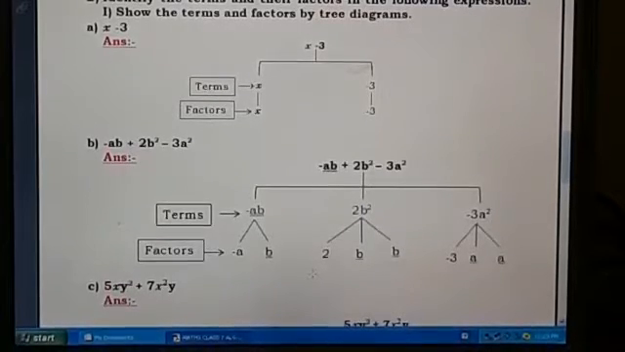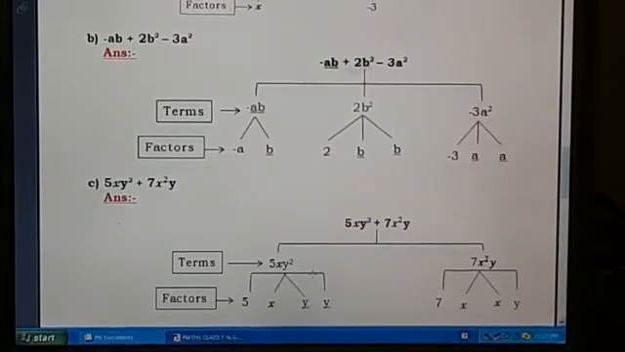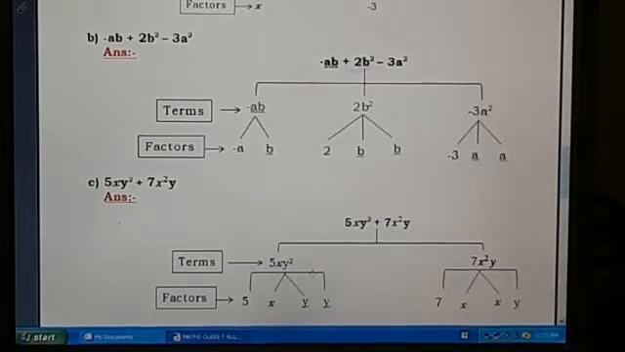See the next question. Minus ab plus 2b squared minus 3a squared. Here, see, 3 terms are there. When you are writing terms, only addition and subtraction, we can count the term. So minus ab is one term, 2b squared is a second term, minus 3a squared is a third term. So I have written 3 terms.